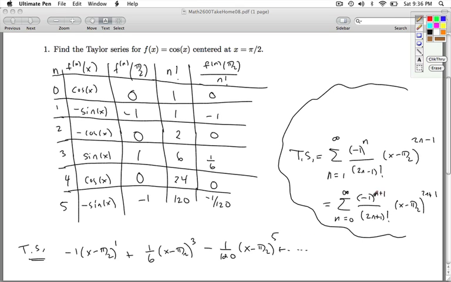Now, you might be a little curious. These coefficients look hauntingly familiar. And the reason they look hauntingly familiar is because there's a trigonometric identity that relates sine and cosine. So I'll leave that to the interested reader to figure out why these coefficients are so hauntingly familiar.